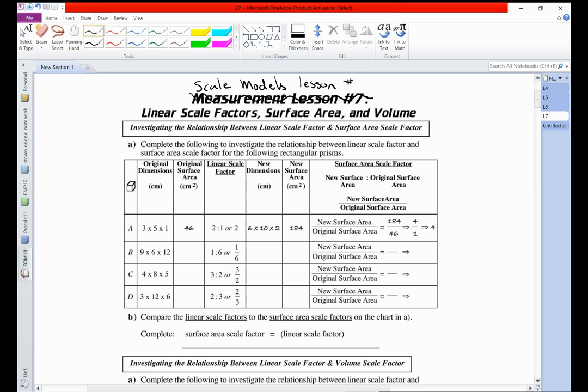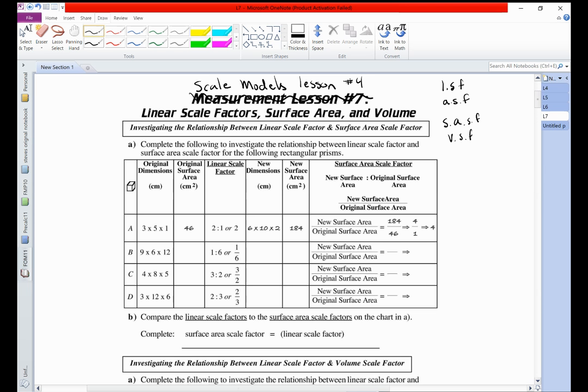Lesson number 4. Up until this point, we've looked at linear scale factor, and last lesson we looked at area scale factor. Today we're going to move into surface area and volume scale factor, and see how they relate to the linear scale factor.